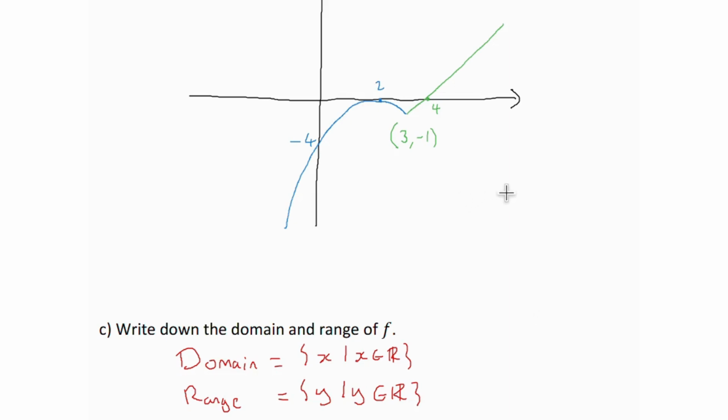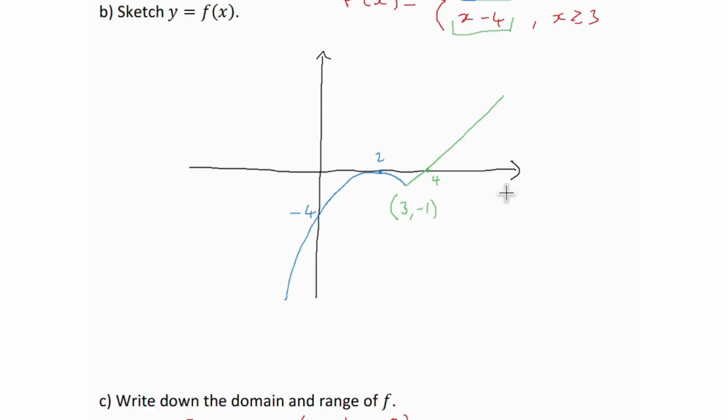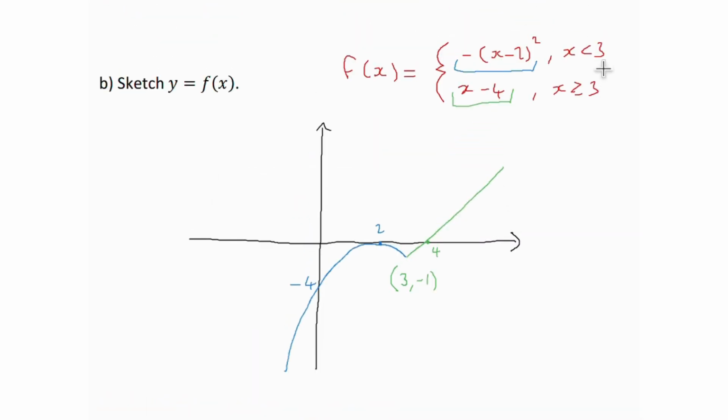So piecewise functions are defined this way, where they're defined by multiple different algebraic rules to define different parts of the domain. And the graphs will look like a combination of those different rules in different bits of the graph.